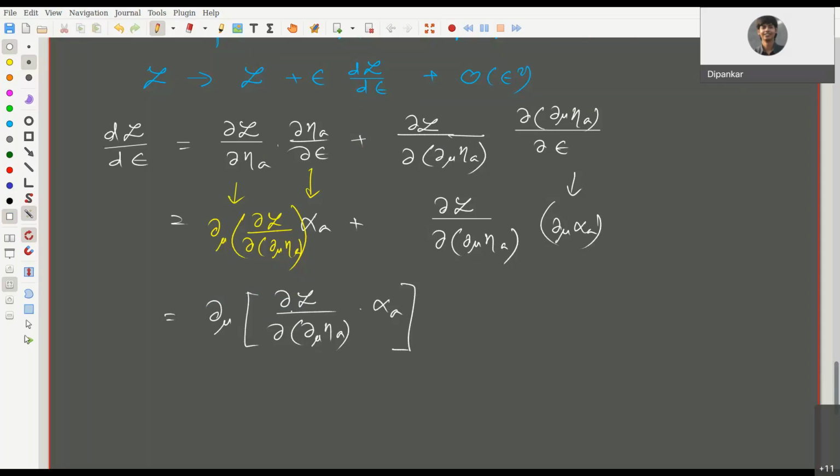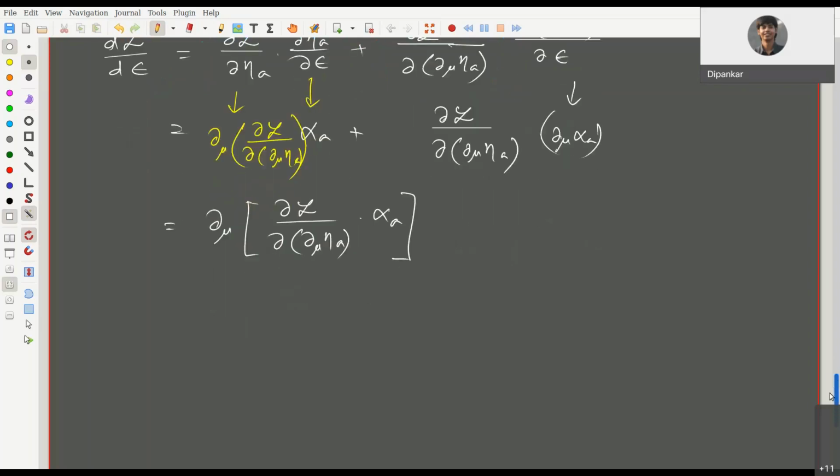If you now distribute the derivative operator, it is again the product rule of derivatives: the derivative of the first function with the second unchanged, plus the first function unchanged with the derivative of the second function. So you have this thing. And I will write it in a fancier way, as del_mu j^mu, where j^mu is the term inside the square bracket. So j^mu is del L over del of (del_mu eta_A) times alpha_A.